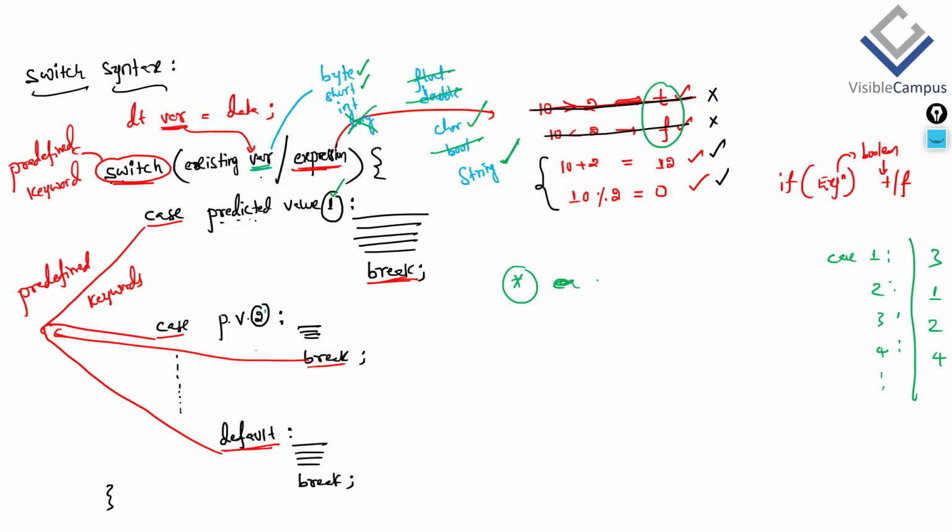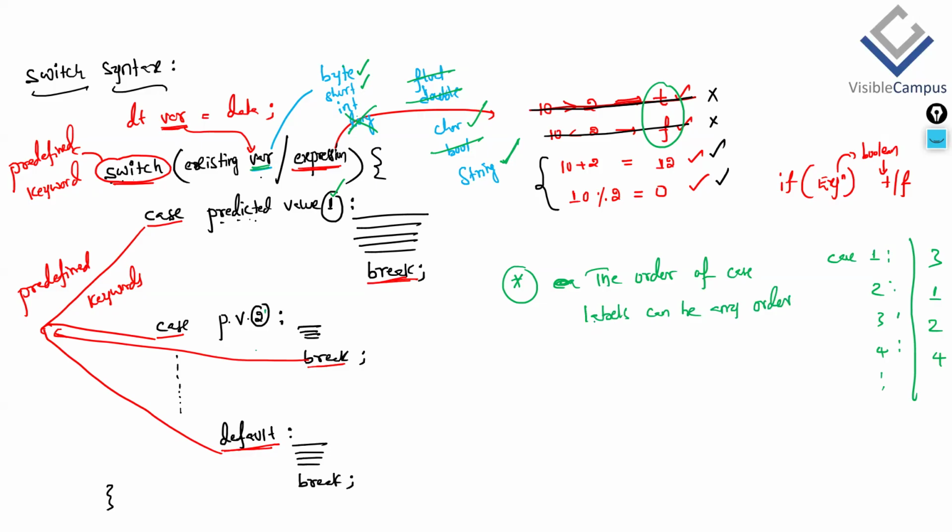So I'll make a proper statement. The order of case labels. These are called case labels. The order of case labels can be any order. Then here is one important point.